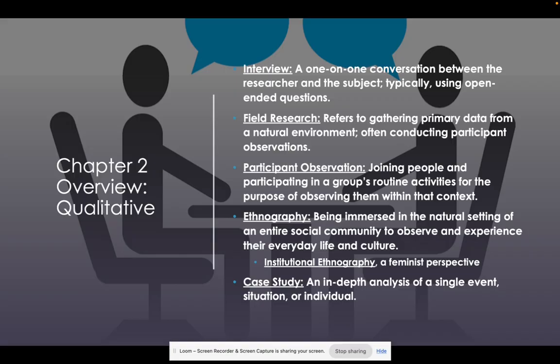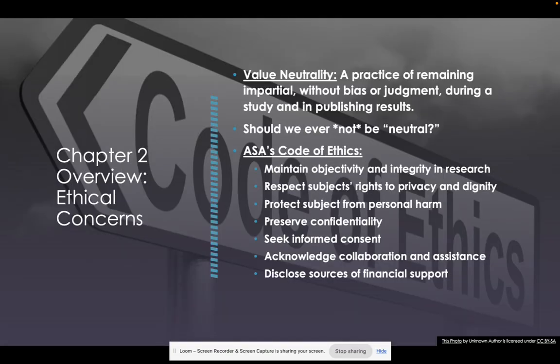And this is something that I often do in my own research. Right. And then we'll end with ethical concerns. So value neutrality is a practice of remaining impartial without bias or judgment during a study and in publishing results. Now, I add this question, should we ever not be quote unquote neutral?